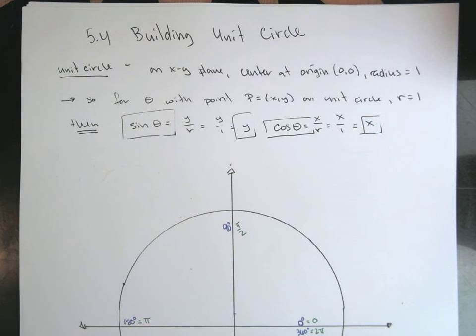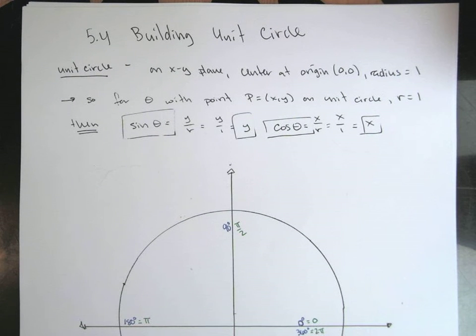Okay, onward and upward, everybody. Moving ahead to section 5.4. This section is called something like trig functions of real numbers. Really, what we're doing now, if I was going to relabel it, I would call it building and using the unit circle.